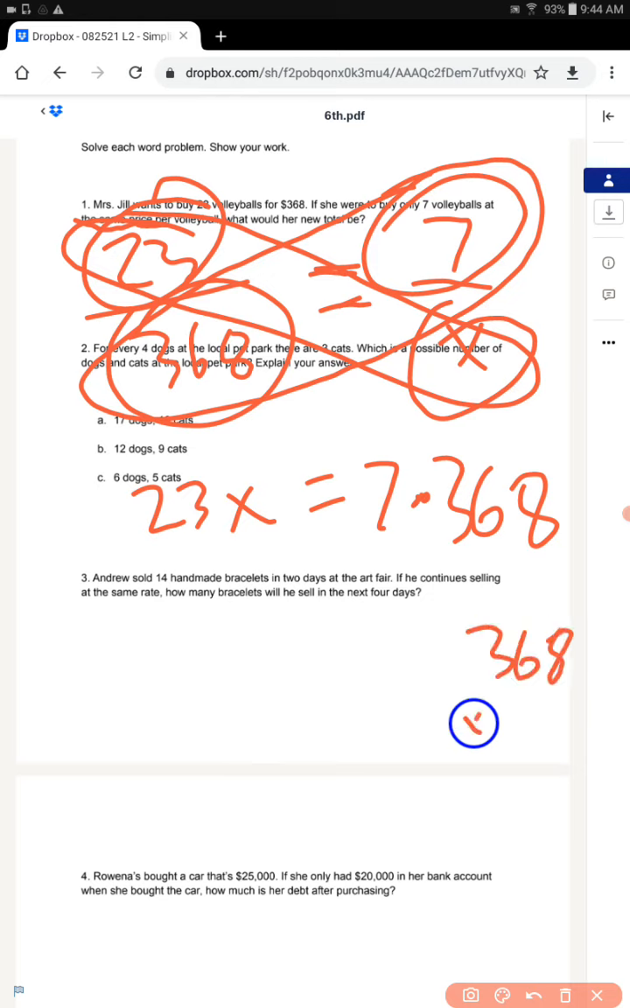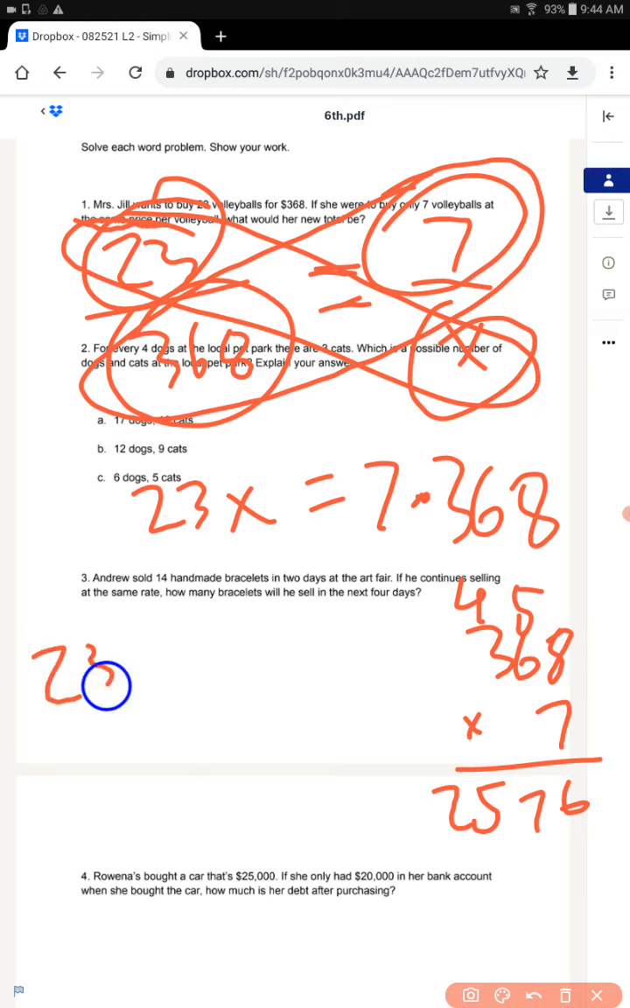368 times 7 is 56. 42 plus 5 is 47. Then 21 plus 4 is 25. So 23x equals 2576.